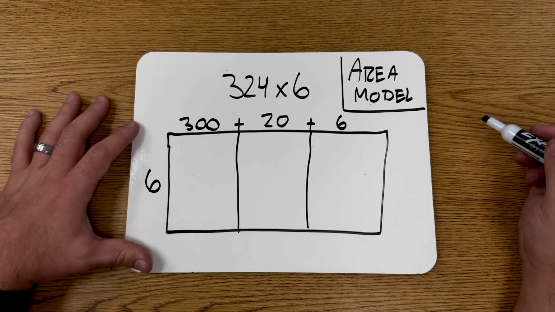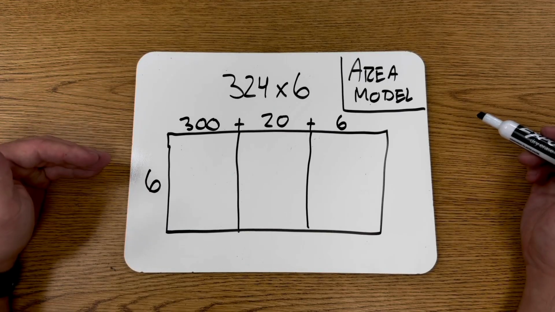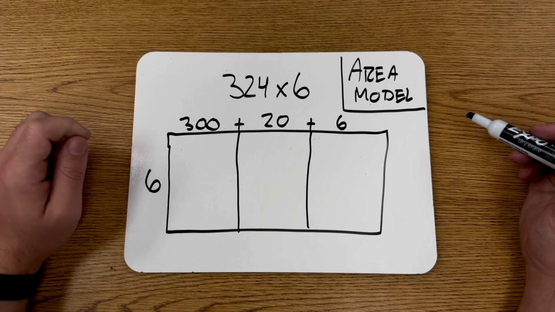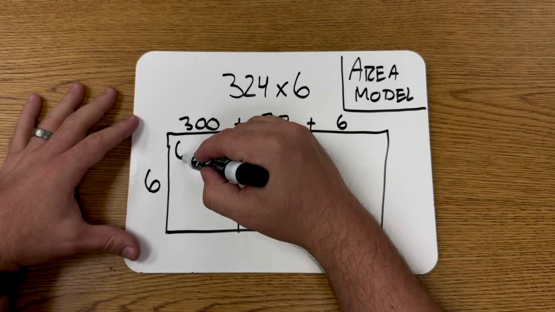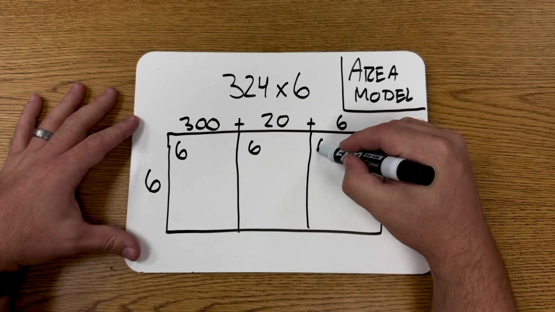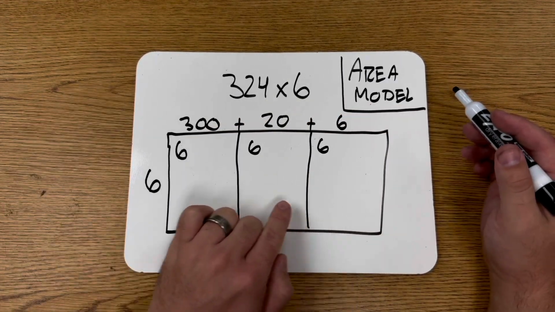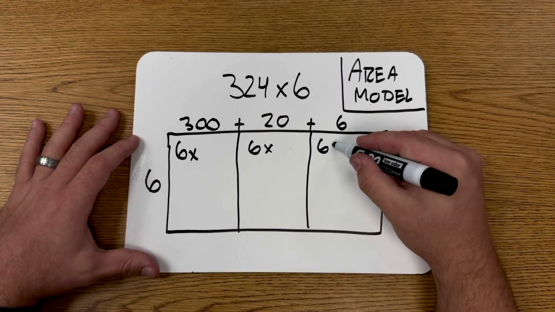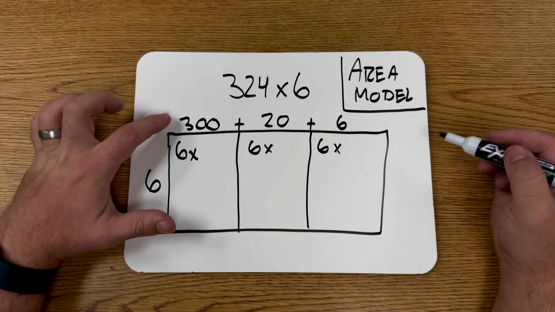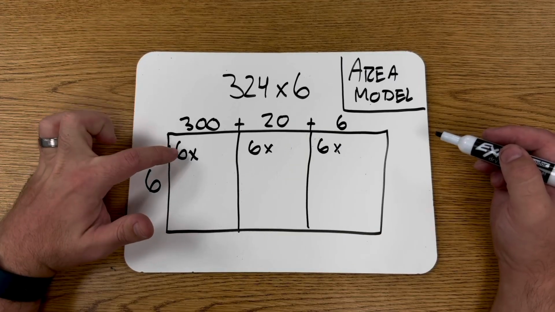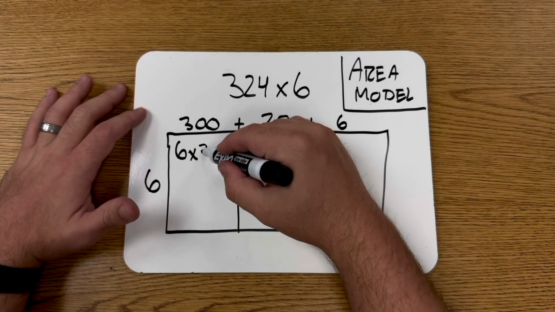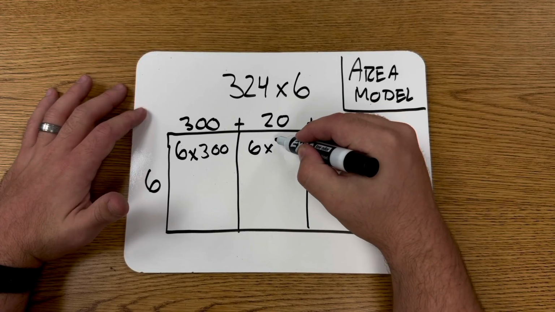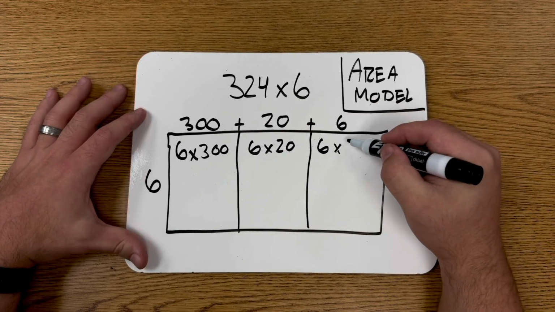I'm going to set myself up for success in the future. I'm going to take my 6 and write it in each of the columns. We're duplicating our 6 across its row. And then I'm going to put my multiplication symbol because this is a multiplication problem. And then I'm going to take each of my columns and bring those numbers down. So we have 300, we have 20, and we have 6.